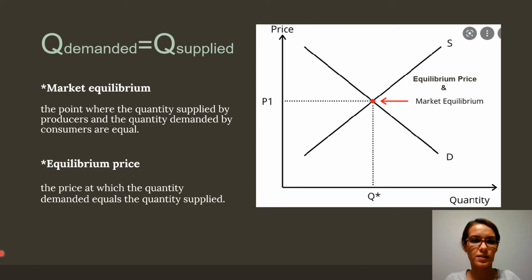Market equilibrium is a market state where the supply in a market becomes equal to the demand in the market. Therefore, the equilibrium price is the price where the demand and supply for a good or a service are equal. In this graph, you can see the equilibrium price and the market equilibrium. They both intersect at the red dot.